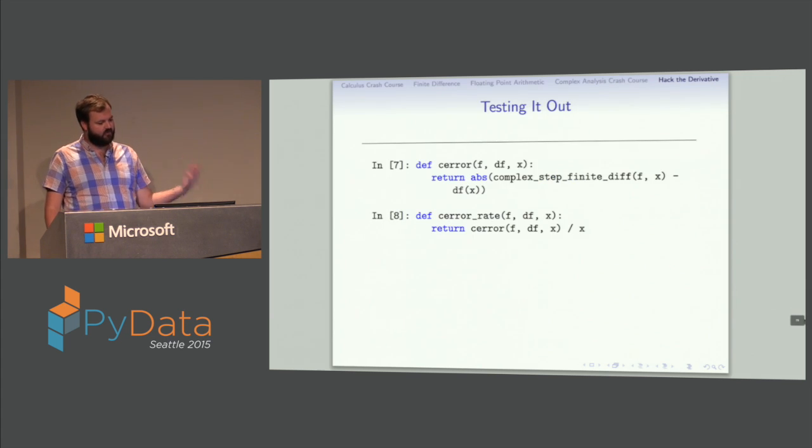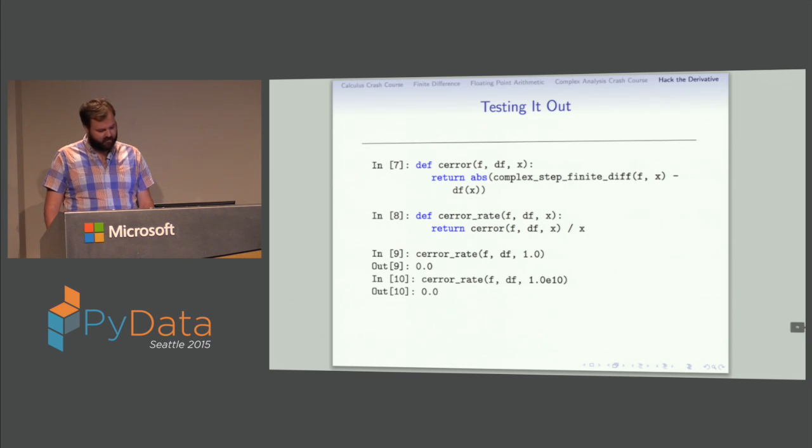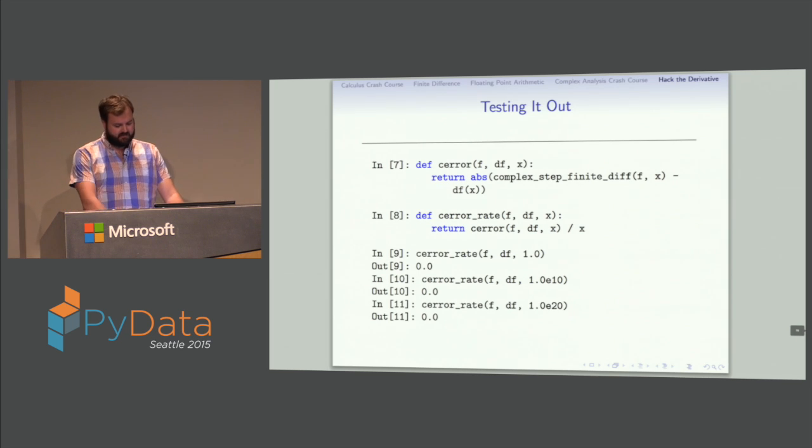If you don't believe me, we can define these error functions again, and if we go through, we have an error rate of perfectly 0. So this is pretty awesome.